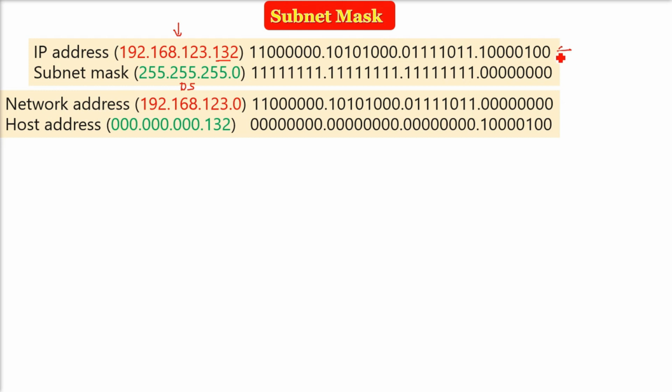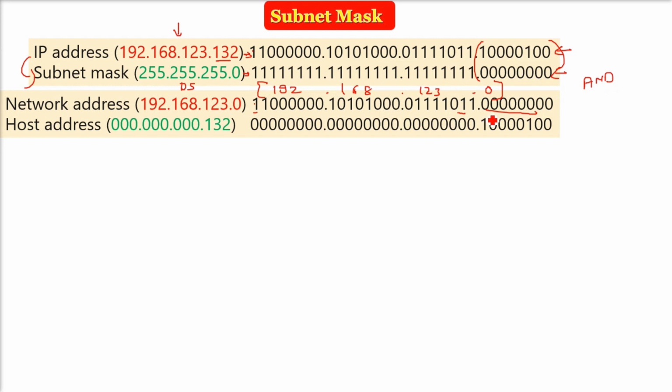How to find out the network address? Convert the dotted decimal into binary and just AND them. You have to just logical AND them. Wherever there is a 0, you will get a 0. Wherever you have 1, you will get a 1. Otherwise all zeros. So 1, 1, you get 1. So actually when the IP address and subnet mask are ANDed, the network part comes as it is. The other part, that is the fourth octet in this case, becomes 0. So 192.168.123.0, this is the network address.